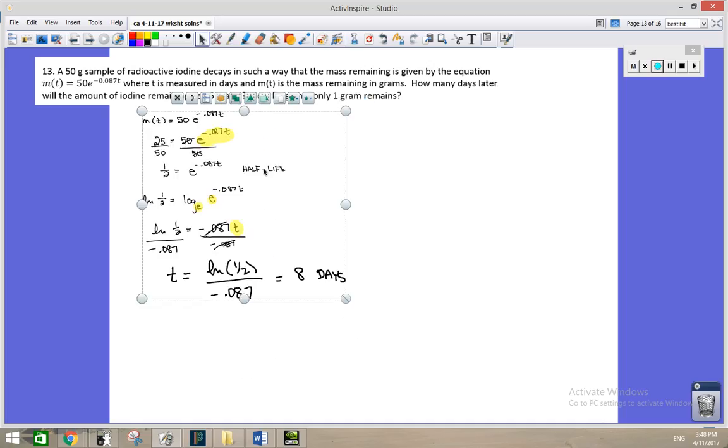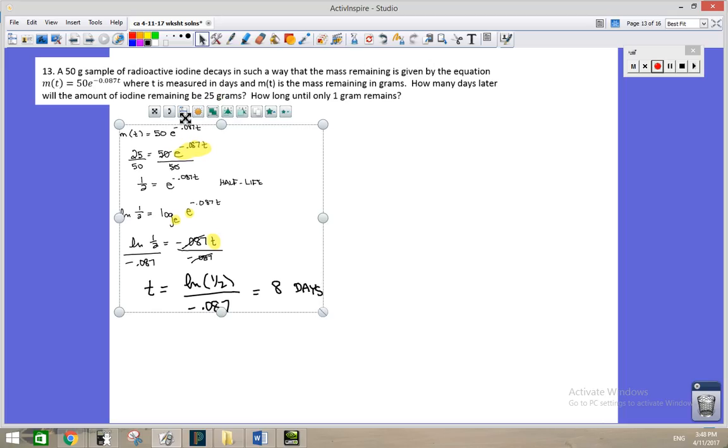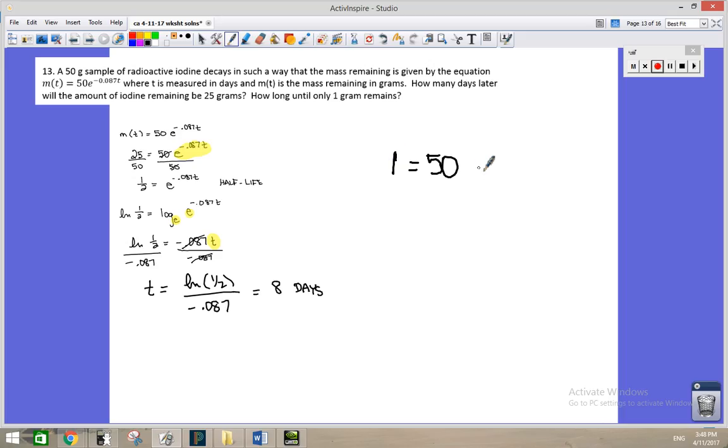How many days will it take for almost all the material to decay, where the only thing left of the material is just 1 gram? So how many days will it take for this 50 to decay all the way to 1? Well, we solve this equation for t. So we do it in the same way.